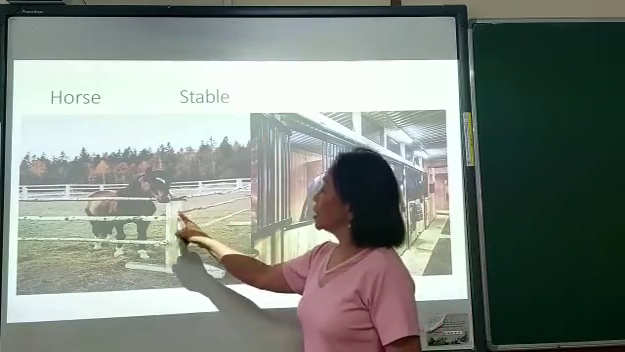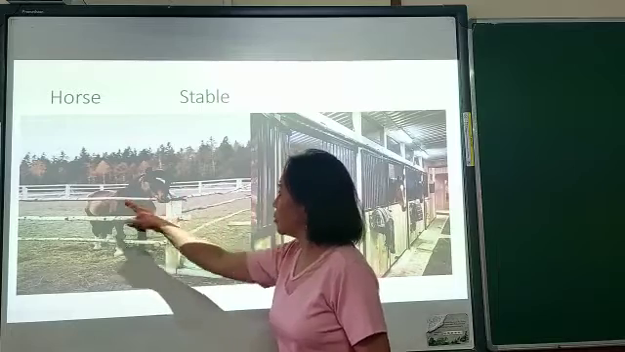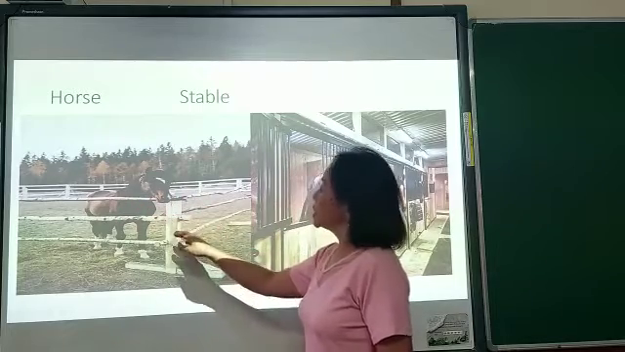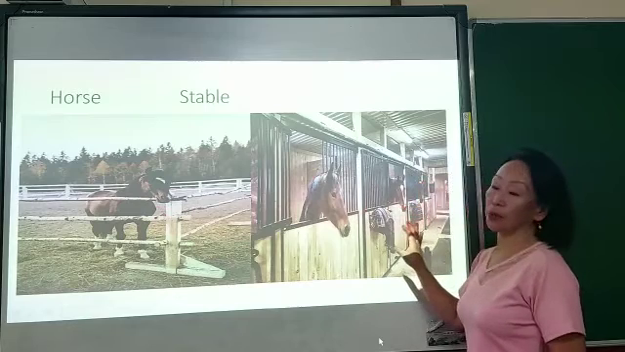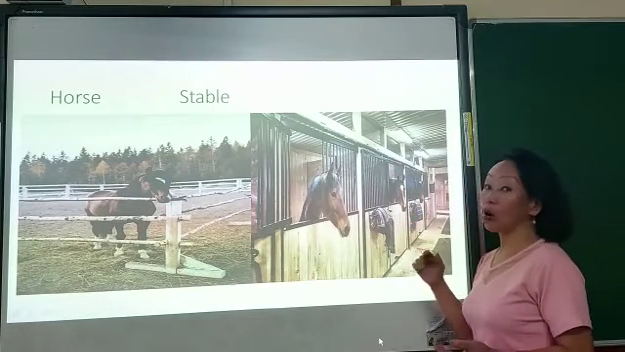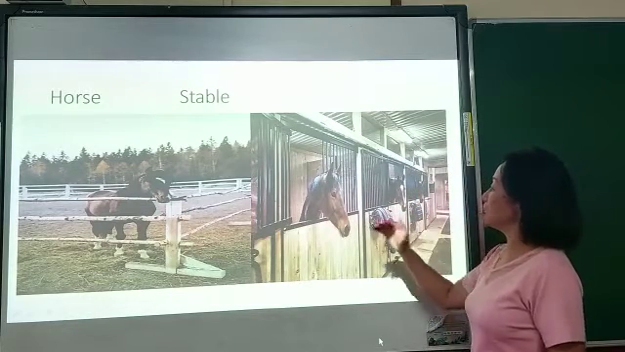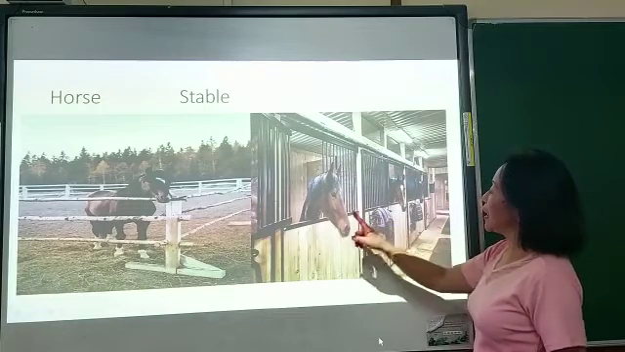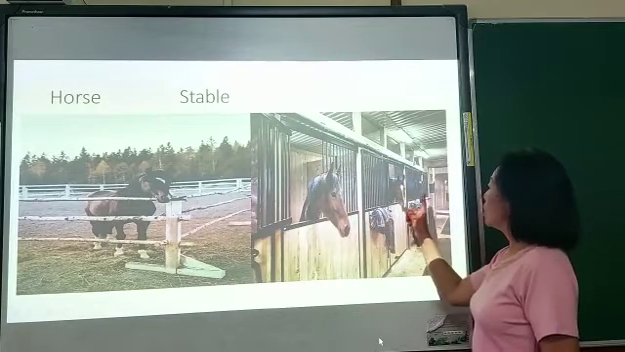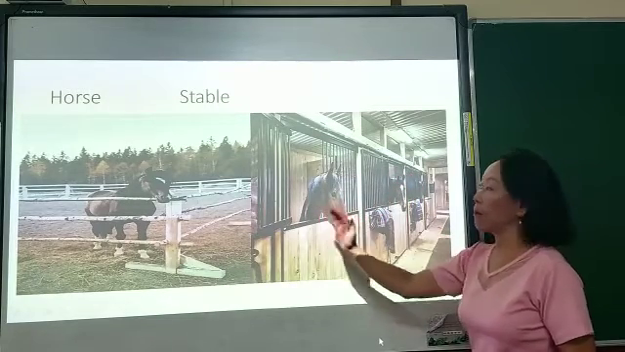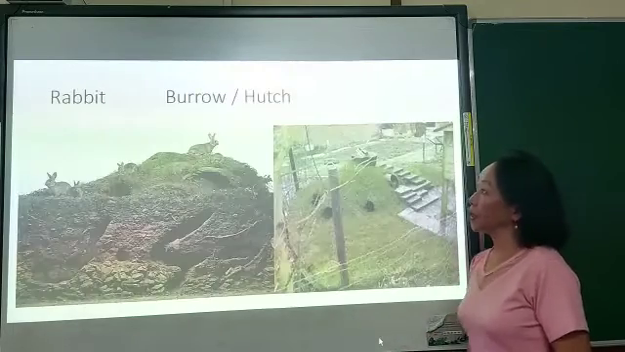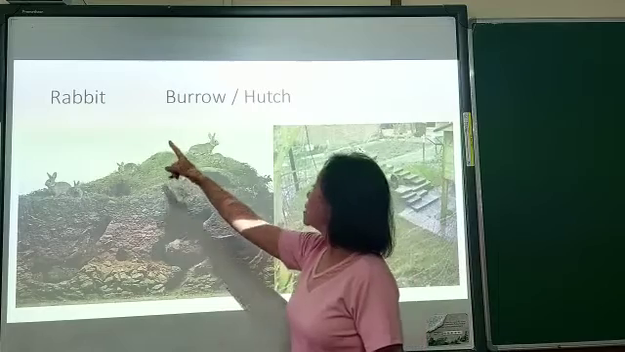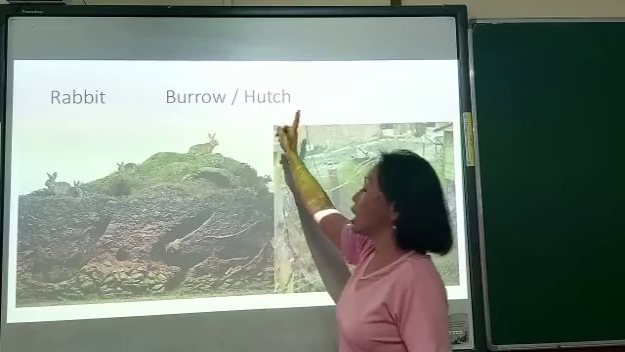Next one, horse, stable. Now, usually the horses are kept in a fenced area like this, stable, and this is a proper stable. You know, horses are used for horse riding, where many horses are kept. So they have a stable like this, where each and every horse is kept in different compartments, separate.